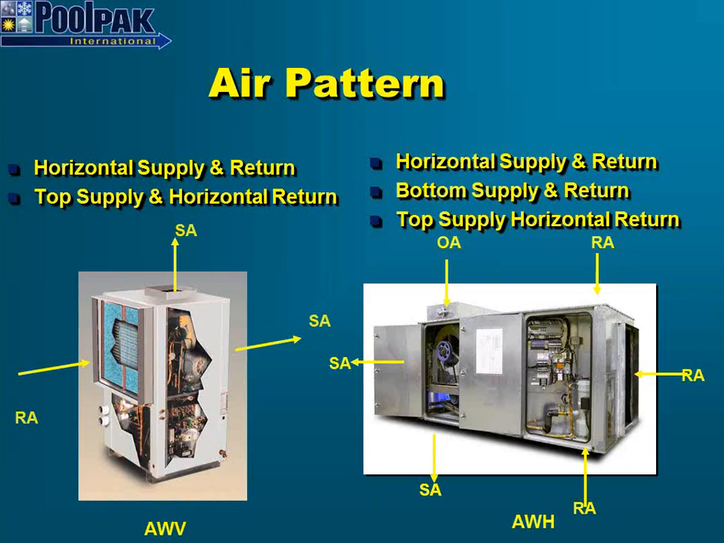Air patterns. There's a variety of air patterns available. A little bit limited on the vertical, but that's just the nature of the equipment. You're going to have return air on one side, and you can supply either top or front. The horizontal is a lot more flexible. Return air can come either in the end, the top, or the bottom, and then supply air can go either end discharge, bottom discharge, and here's our outdoor air intake here.